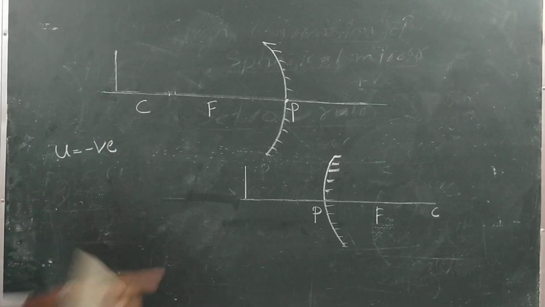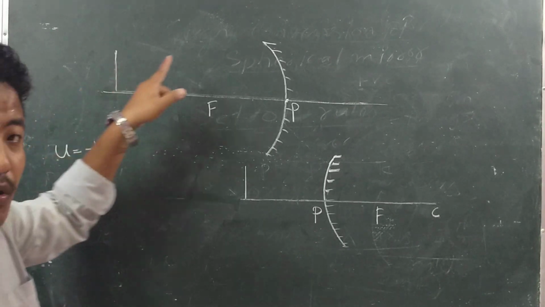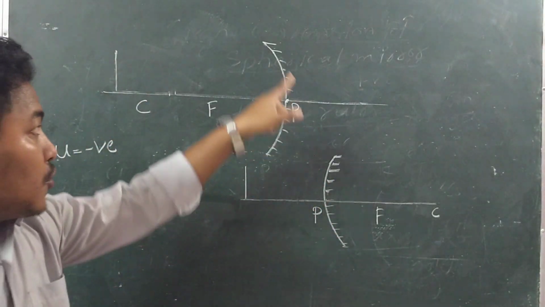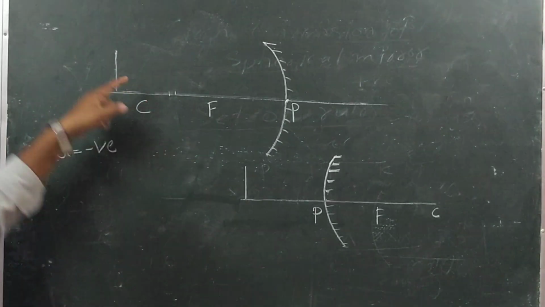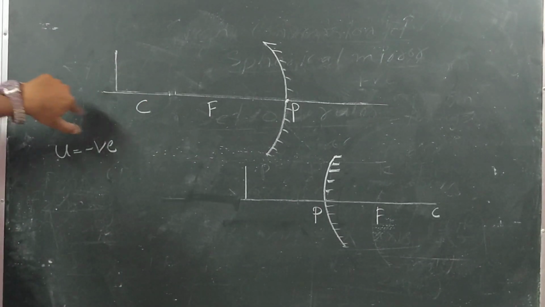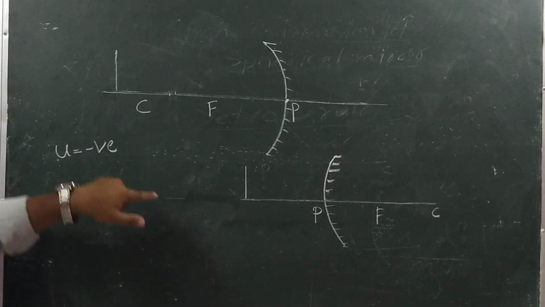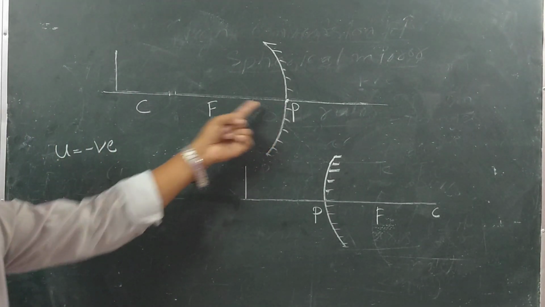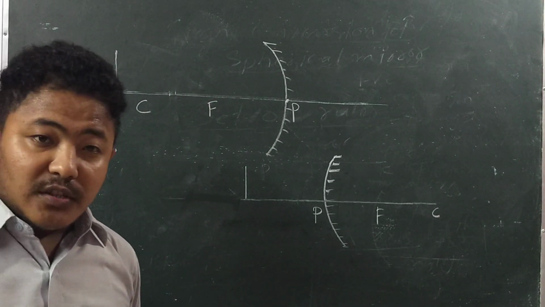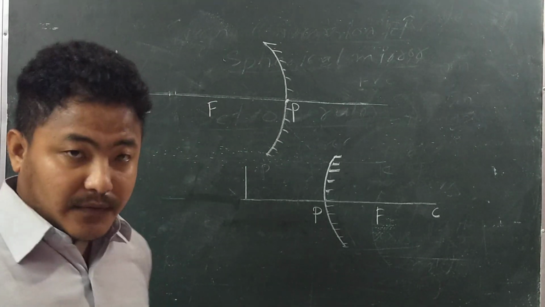Understand? Object distance will be negative for both concave and convex mirror. Why? Because we always keep the object towards the left side of the mirror, and any distances measured towards the left side of the mirror are considered as negative distance.